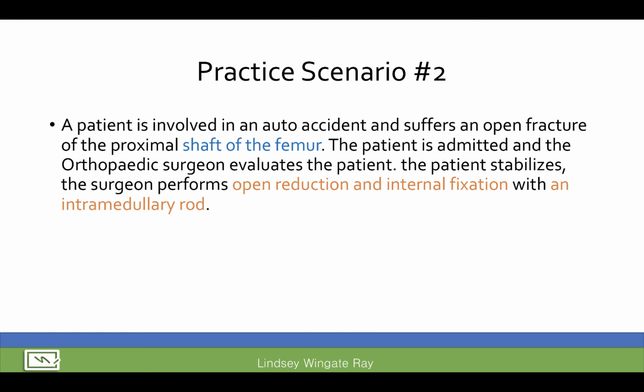Now I want you to practice on your own. Scenario 2. A patient is involved in an auto accident and suffers an open fracture of the proximal shaft of the femur. The patient is admitted and the orthopedic surgeon evaluates the patient. The patient stabilizes and the surgeon performs an open reduction and internal fixation with an intramedullary rod. Pause this recording and get your answer.